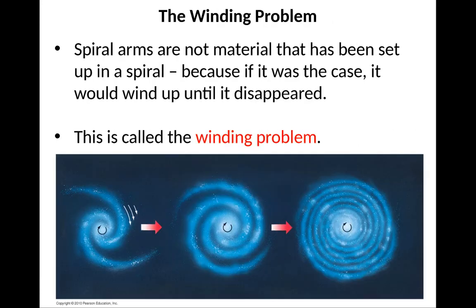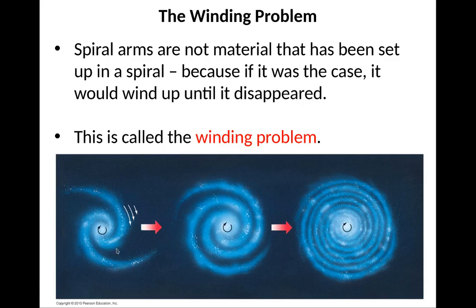Now, there's one thing that we sort of do know, right? We do know that spiral arms are not material themselves, right? So not like something set it up and it was a spiral. Because if it were, if it's matter, it will start to wind up, and it'll wind up until it disappears. This is called the winding problem, right?